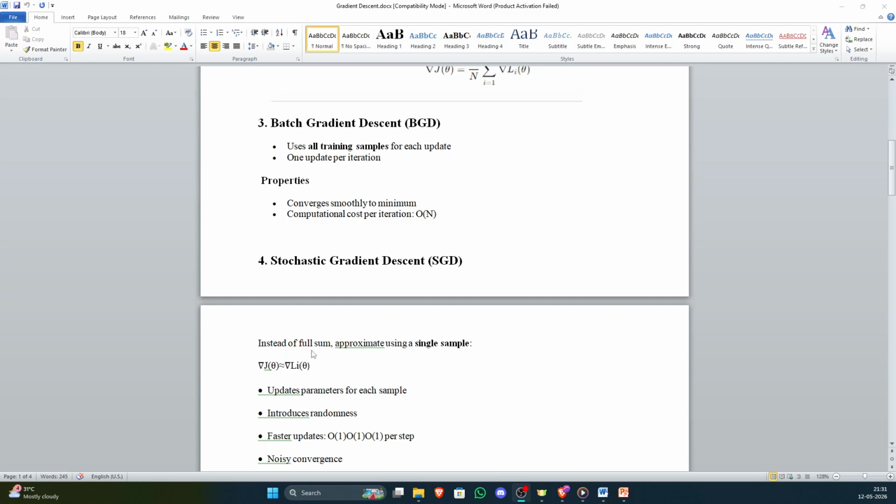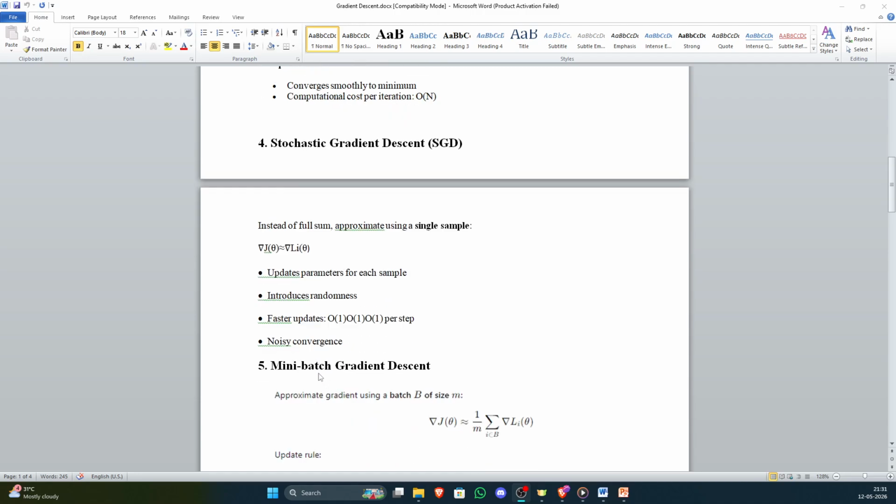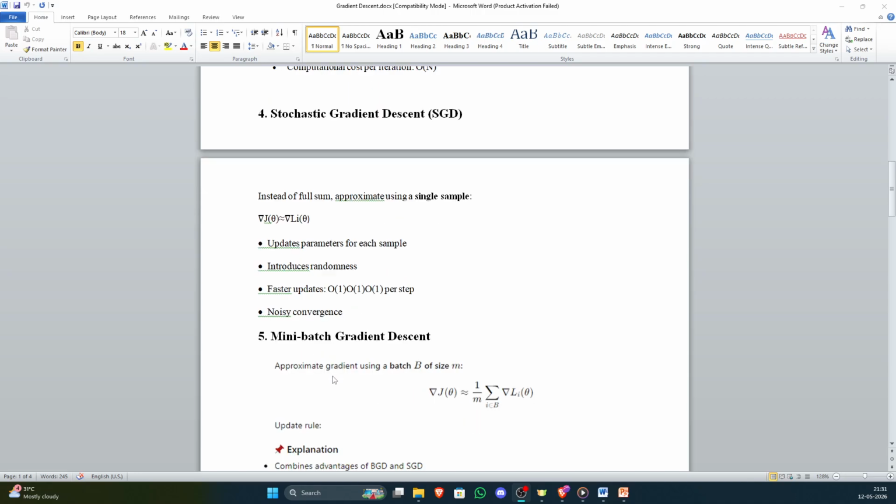So instead of the full sum in the BGD, approximate using a single sample. So delta J of theta is approximately equal to delta Li of theta. It updates parameters for each sample, introduces randomness, also faster updates, order of 1 per step, noisy convergence.